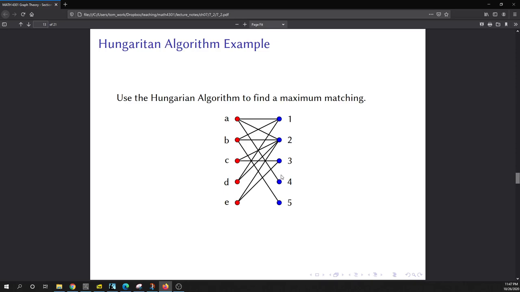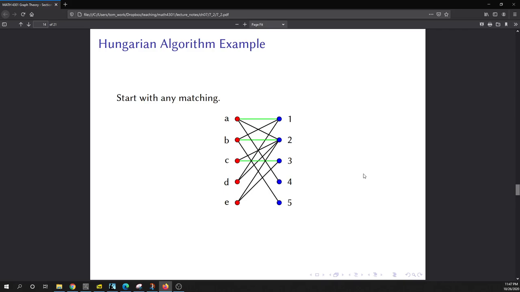Okay, and so let's take a look at an example, and it's just the same graph that we were looking at before. It says use the Hungarian algorithm to find a maximum matching. So here is the bipartite graph that we are starting out with. And start with any matching. This matching, I already told you how I picked it, just because it was easy. I just joined those edges straight across: A to the first one it was adjacent to, B to the first one it was adjacent to, and so on and so forth.